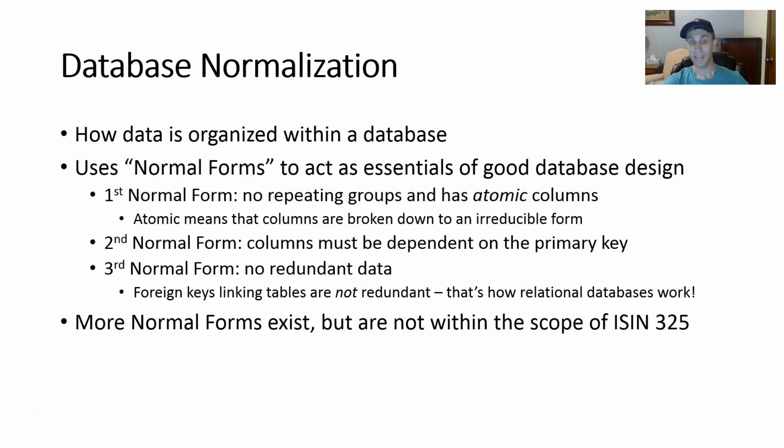So you could have as many foreign keys linking tables together as you wanted, and those are not redundant. So if I have student ID, which is going to be my foreign key linking all these different tables together that aren't the student table, I could have that in a million different tables, and it's not going to be redundant.